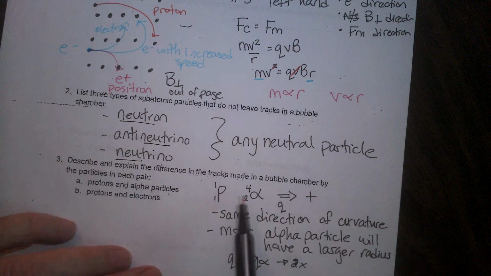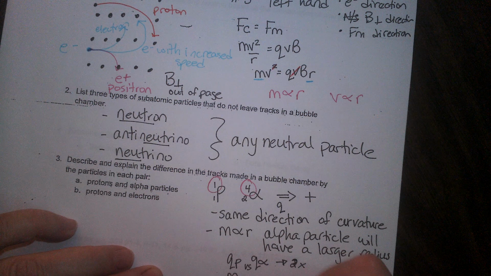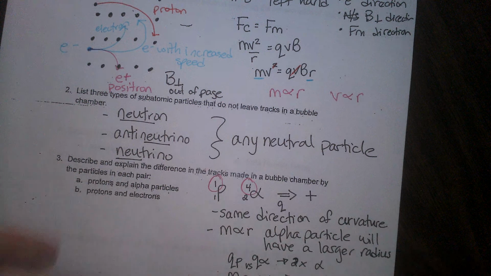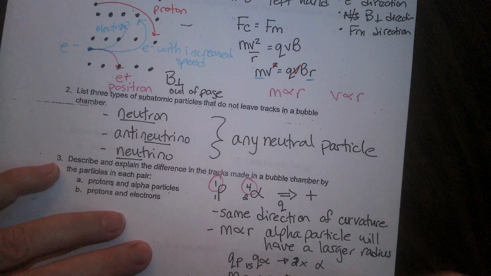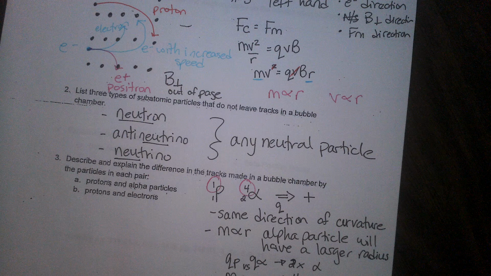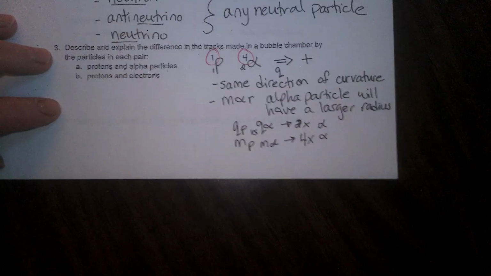And when we look here at the mass, what do we see in relation to each other? The alpha particle is 4 times larger. Okay? So it's definitely going to have a much larger radius. Oh, absolutely. Probably need to see that, hey?